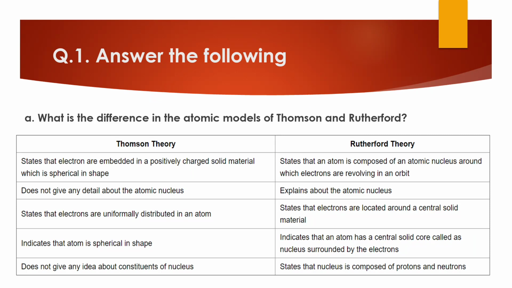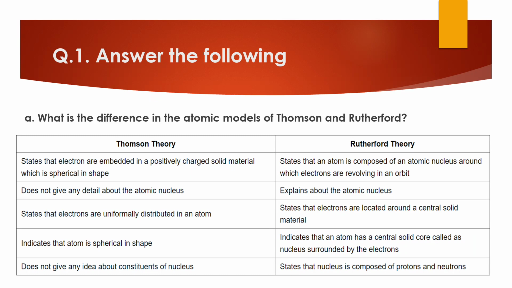Thomson indicates that an atom is spherical in shape, but Rutherford indicates that an atom has a central solid core called the nucleus which is surrounded by electrons. Thomson does not give any idea about the constituents of the nucleus. Rutherford states that the nucleus contains two elements, that are protons and neutrons.